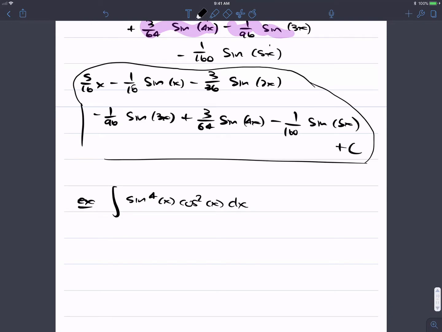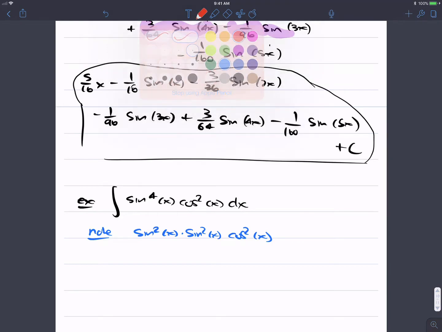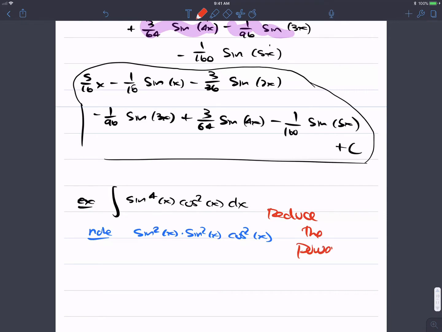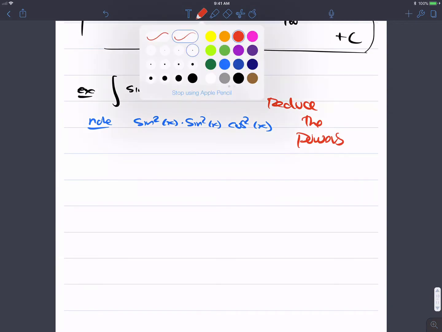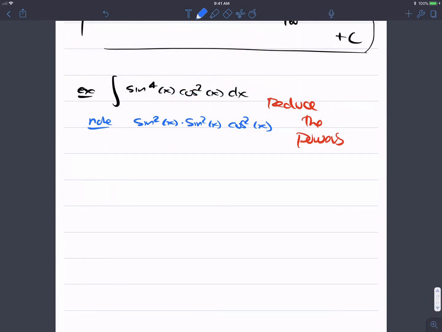It would behave exactly the same way, meaning you are going to have to write your sine to the 4th as sine squared times sine squared, and then cosine squared. You're really going to have to again do this process known as, reduce the what? Reduce the powers. So this is reducing powers, and you're going to use your appropriate identities.